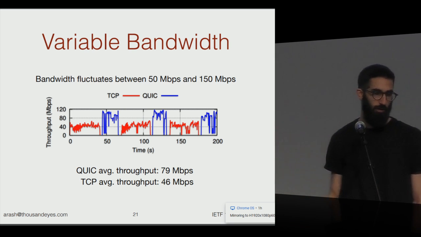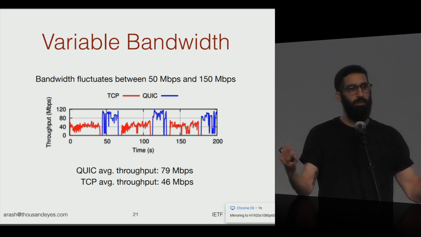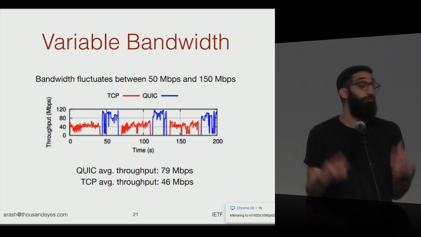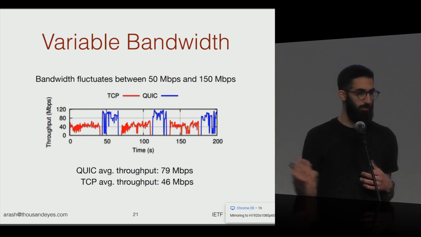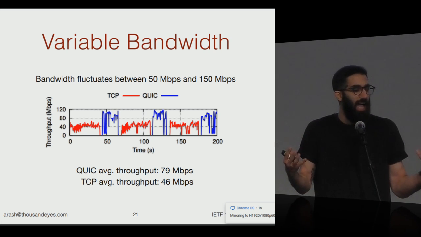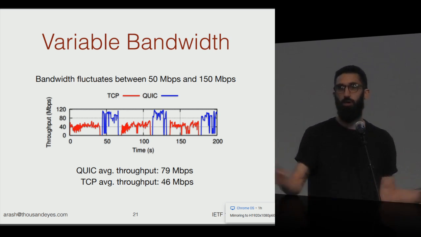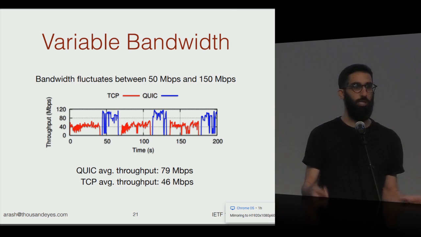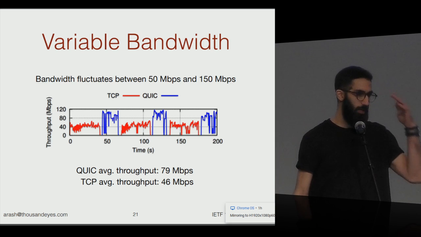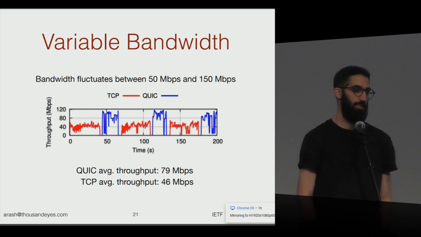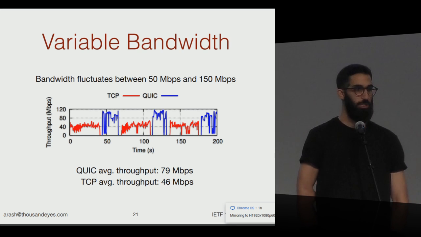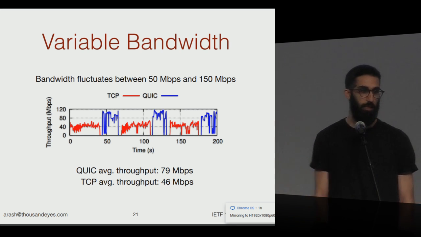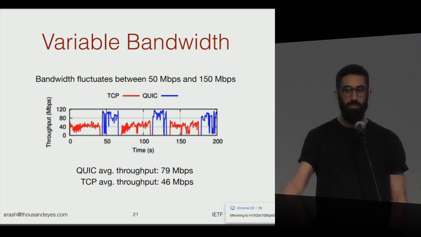What we have here is a case where the bandwidth is changing between 50 megabits per second and 150 megabits per second. So it's a bit of an extreme example. But we're downloading a 200 megabyte object, so it's a very long transfer. Using TCP and Quick, we're doing it back to back. That's what this plot is showing. On the x-axis I have time, and on the y-axis I have throughput. And as you can see, Quick is able to achieve a much higher average throughput compared to TCP, which explains why it's able to get such better performance, especially when there's loss.